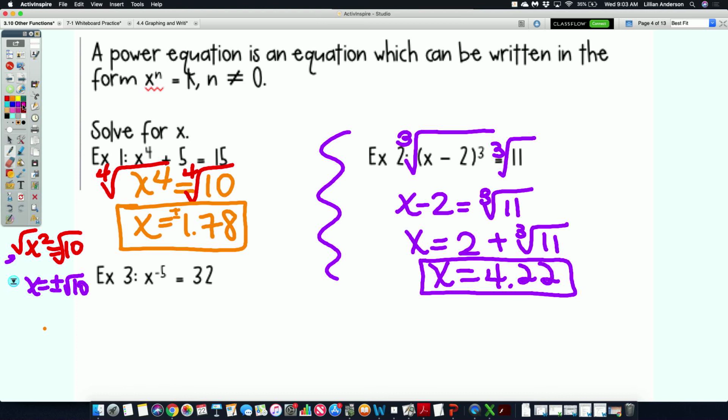Example 3. This is x to the negative fifth power equals 32. We've dealt with negative exponents before when we did laws of exponents. Yes? So why don't we do the plus or minus on example 2? Oh, because cube roots, there is only one solution on those. Cube roots only have one possible solution. Any odd root, really. Fifth root, seventh root, ninth root. It's only for your even roots that you have to remember your plus or minus.